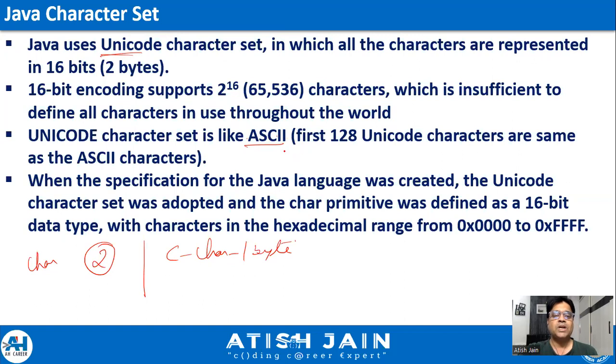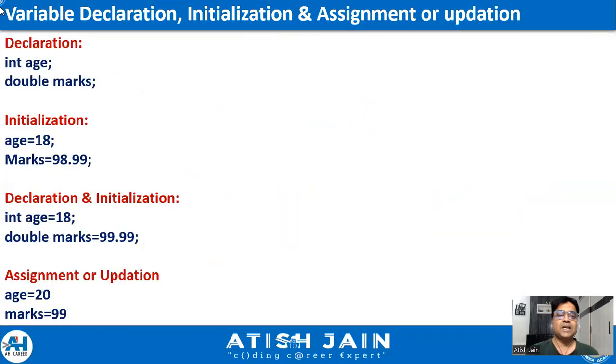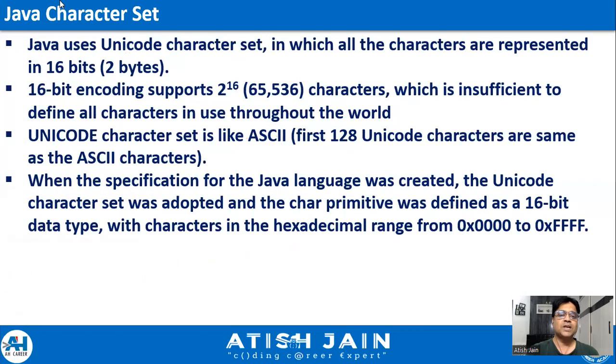It has totally 256 different characters, starting from 0 to 255. Whereas the Unicode character set supports totally 65,536 characters, which covers characters from most of the languages in the world. To represent this much data, it requires 16 bits, that's nothing but 2 bytes. So in Java, the character data type occupies 2 bytes of space in the main memory.